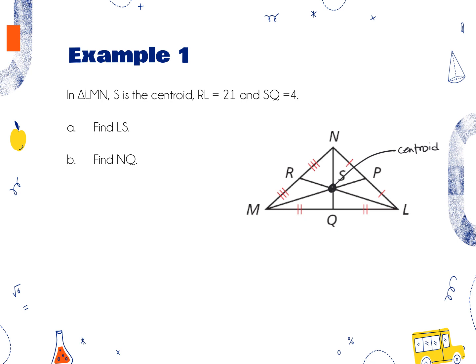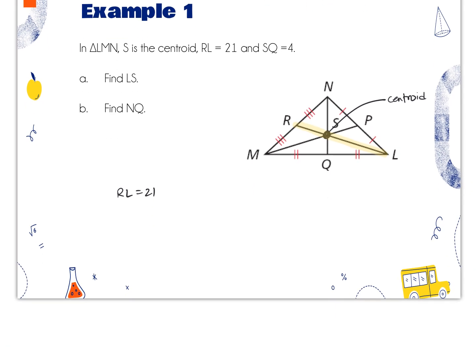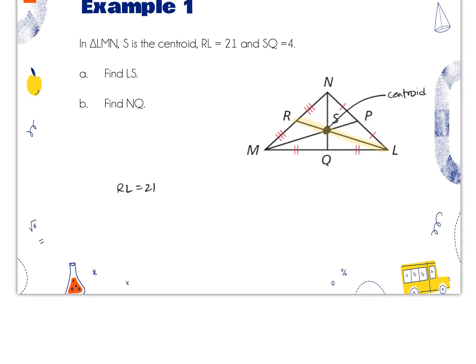Firstly, they tell us that RL, this yellow segment right here, equals 21. Well, what I know is that from L to S, LS is going to be 2/3 of RL, which is 2/3 of 21, which is going to be 14. So LS, this segment right here, is 14 units long. And just so you can see it, I know that RS is going to be 1/3 of 21, or 7.